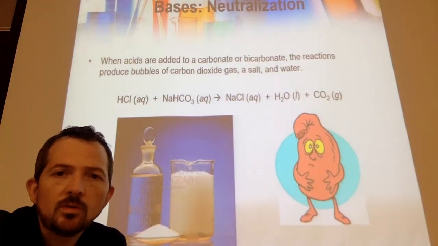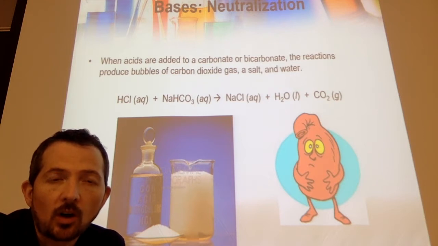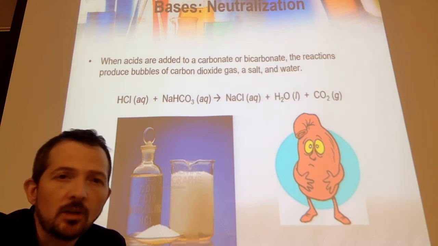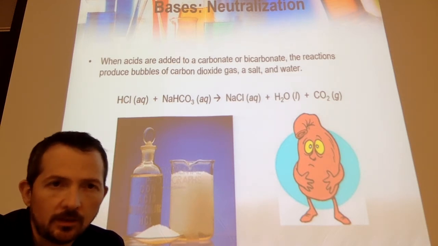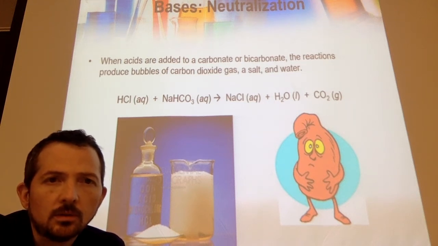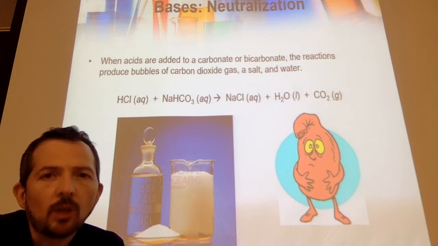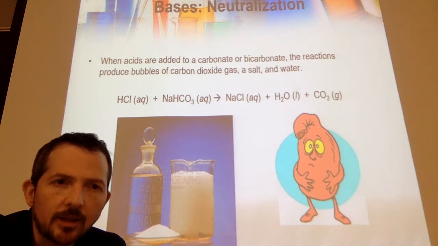You can also neutralize an acid with a carbonate or sodium bicarbonate. The reaction produces bubbles of carbon dioxide. So if you do the double displacement here, you'll get as one of your products H2O, and you get NaCl, but then you also get H2CO3. The H2CO3 breaks down to H2O and carbon dioxide.